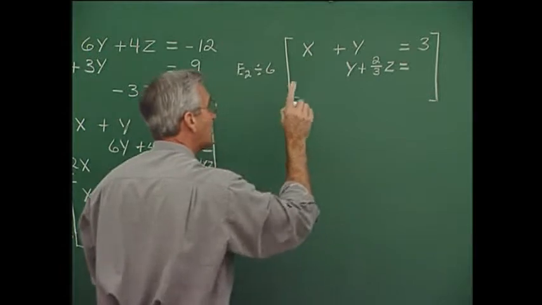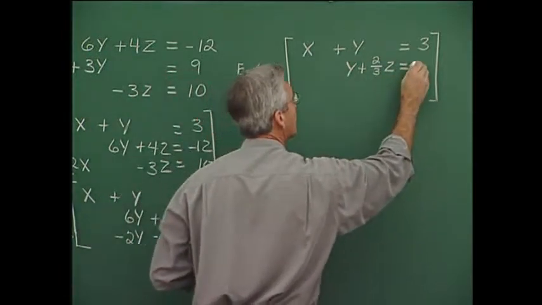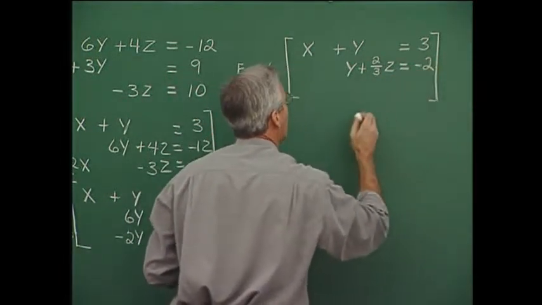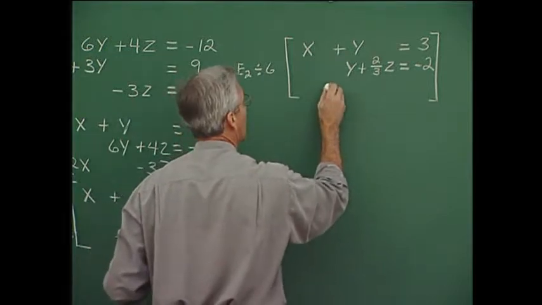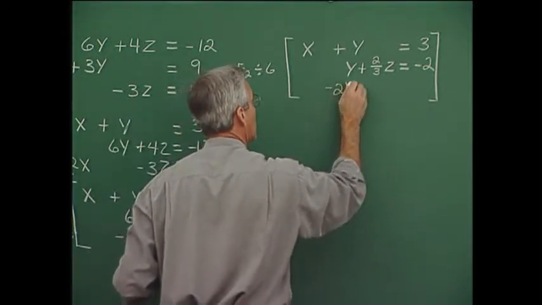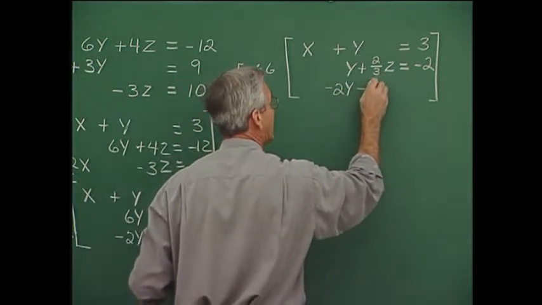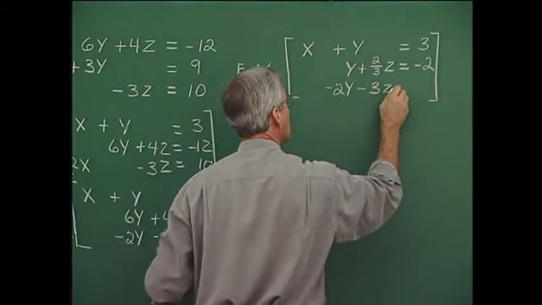Now we'd like to cause this entry to become a 0. We're going to play these two off of one another. So it's 2 times row 2 plus row 1.